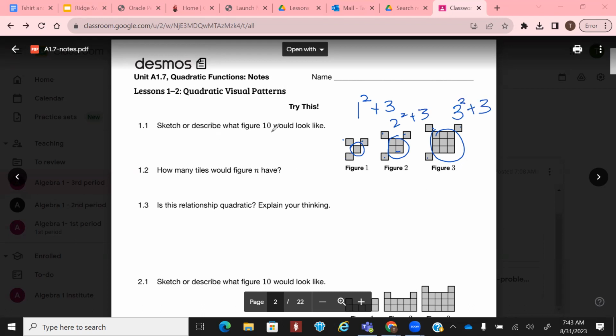So what would figure 10 look like? Okay, so 10 squared would be 100 boxes, right? 110. Because if we're taking 3 by 3, that's 9, right? And a 10 by 10 is what? 100. Plus you got those 3 little boxes on the outside. Look at my awesome thing. So this would be 100 tiles, also known as a 10 by 10, and then add 3 tiles.